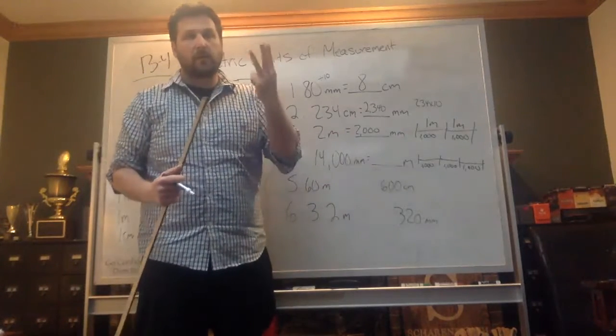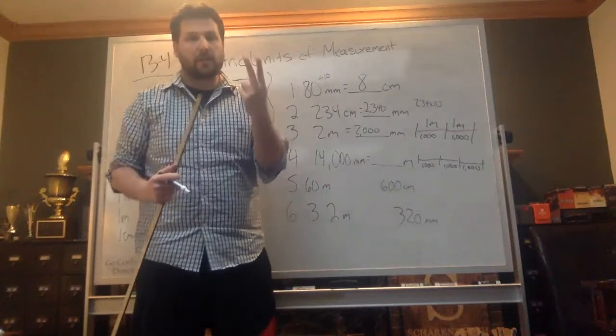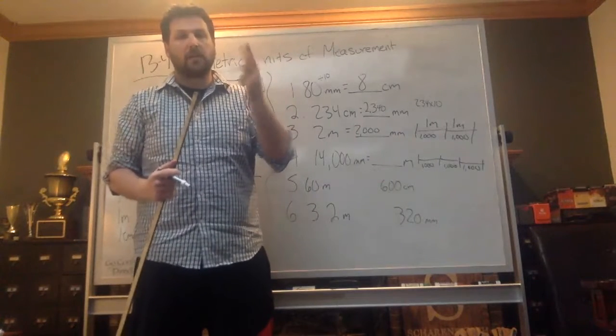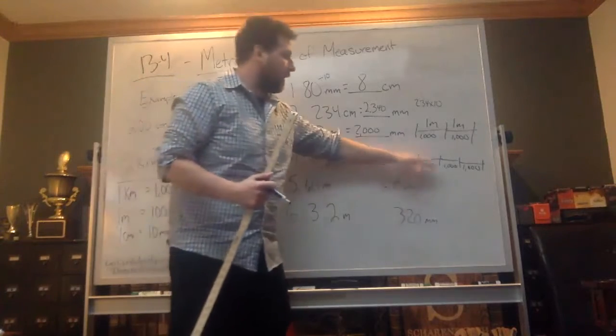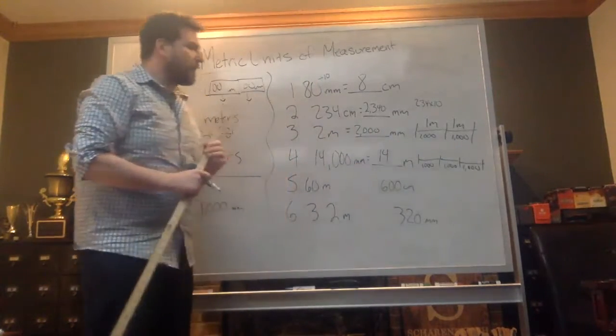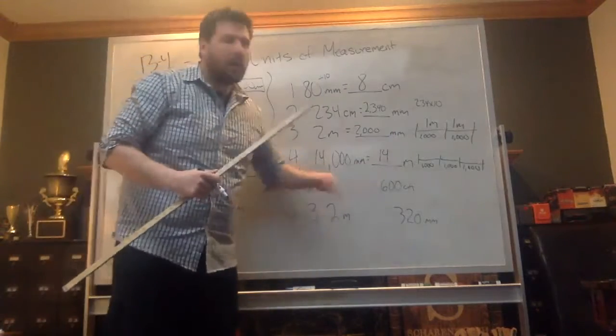So 1,000, 2,000, 3,000, 4,000, 5,000, 6,000, 7,000, 8,000, 9,000, 10,000, 11,000, 12,000, 13,000, 14,000. Because every 1,000 is 1. So it'd be 14.